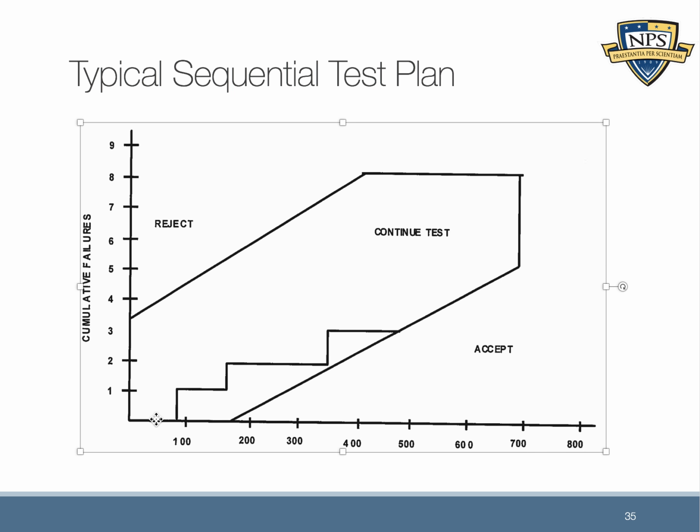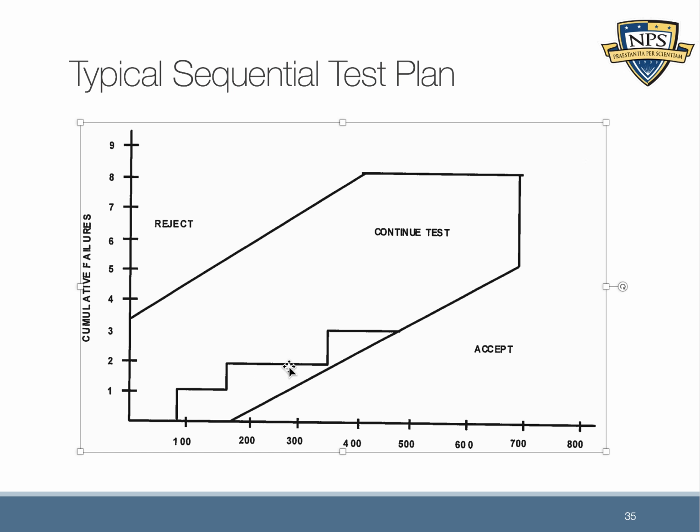And then as a failure occurs, that gets recorded in terms of jumping up to one failure, right? As testing continues, again, it jumps up when another failure occurs. And the goal, you can think about this almost as a game, the goal is either to hit this line here, which is the accept line, or to hit this line up here, which is the reject line, right?